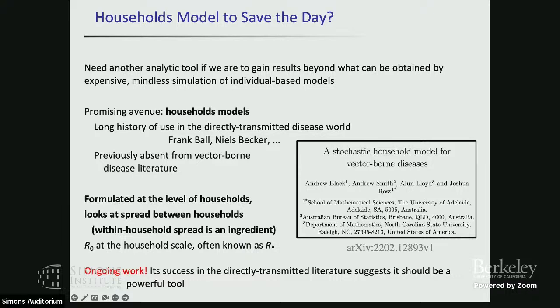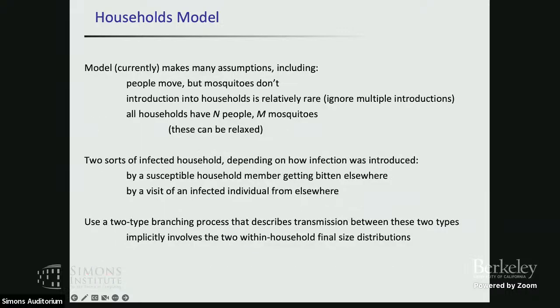So you use the household as the unit on which you're looking at transmission. We have a paper that's currently under revision that's up on the archive, and I'll just give a brief flavor of it. Basically, it's a branching process model. It makes a whole bunch of assumptions, at least in the very first formulation of it, but most of these can be relaxed. We assume, again, that people move, mosquitoes don't.